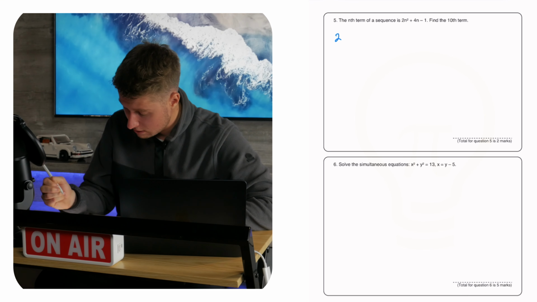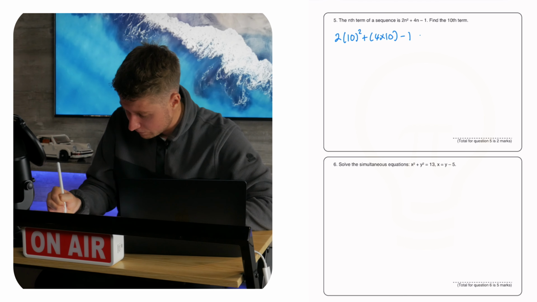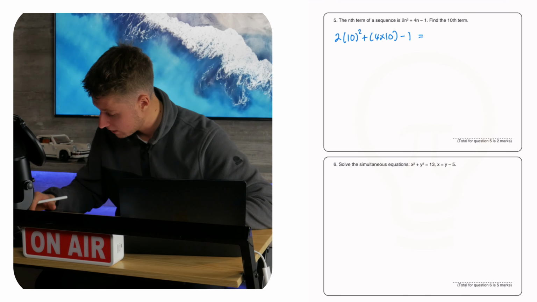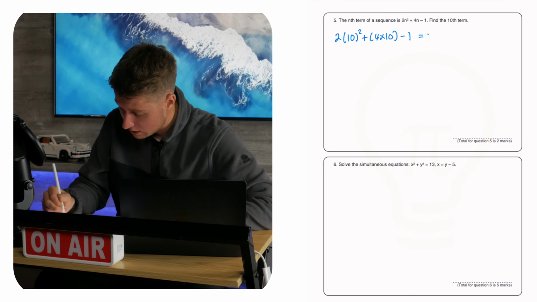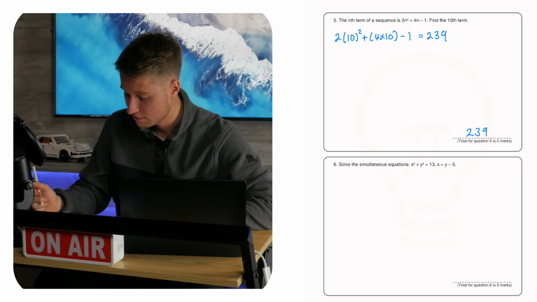So 2 multiplied by 10 all squared plus 4 times 10 subtract 1. So if we put this all into the calculator, 2 multiplied by 10 squared plus 4 times 10 subtract 1, and this gives us 239. So 239 is the 10th term in this sequence.